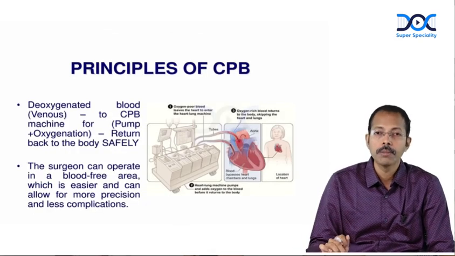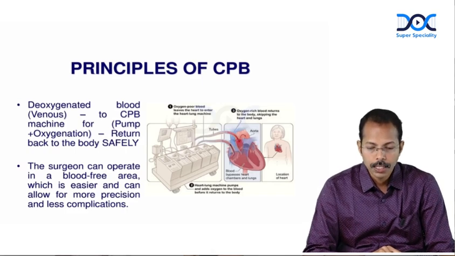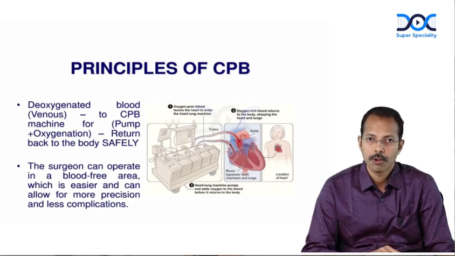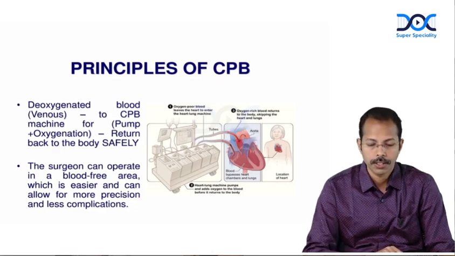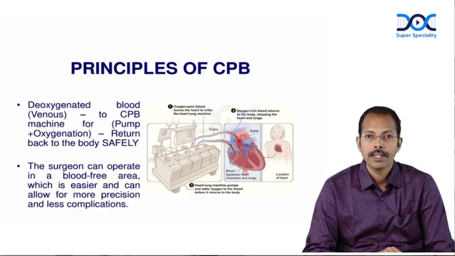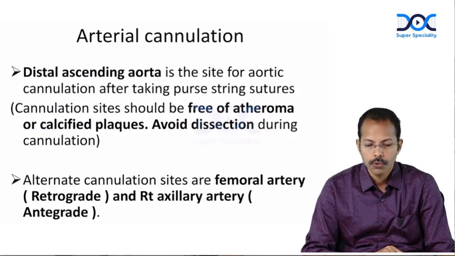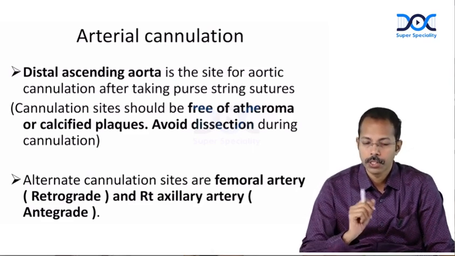Yes, as I told, the principle of heart lung machine: the deoxygenated blood to the CPB machine will be returned back safely to the body through the aortic cannulation, so that we can operate in a bloodless field. Next, coming to the arterial cannulation. So, which is the site for cannulation? As I told, it is the distal ascending aorta, the site for aortic cannulation after taking purse-string sutures.